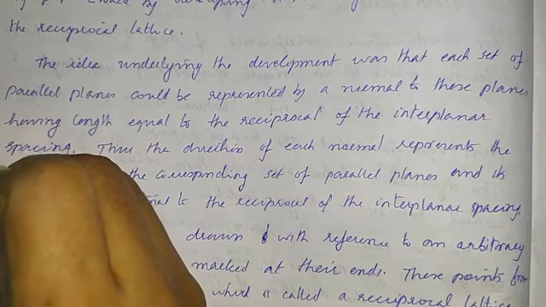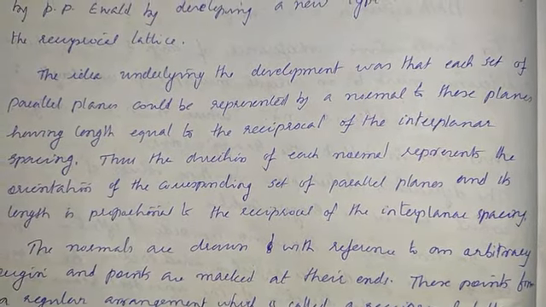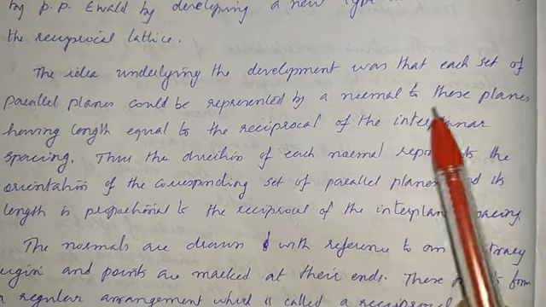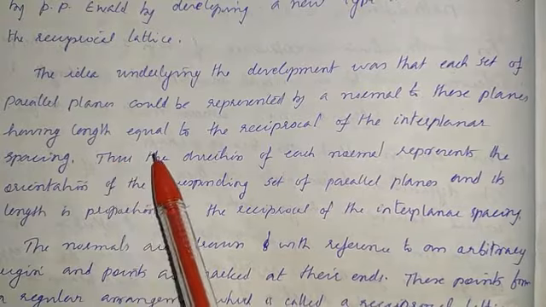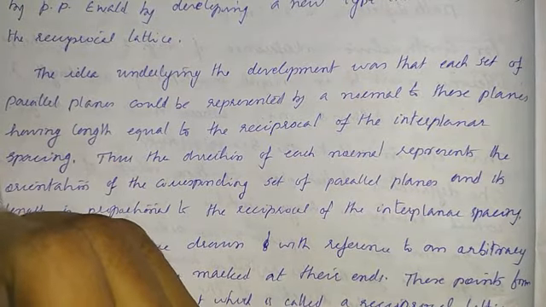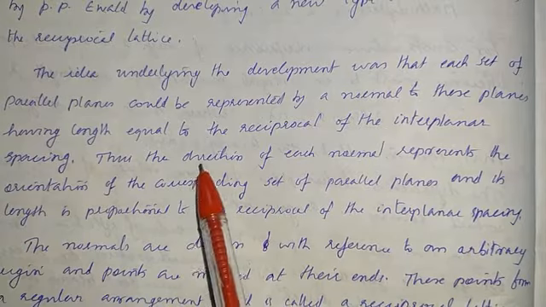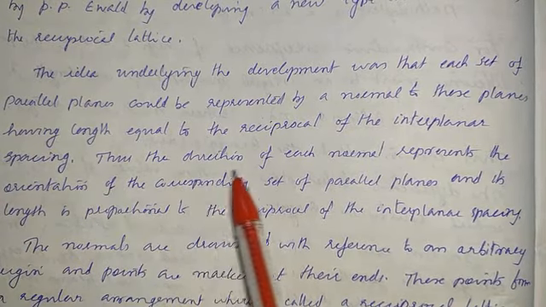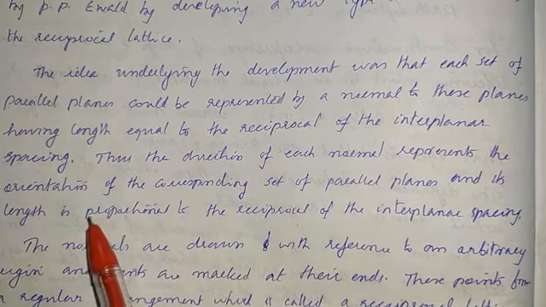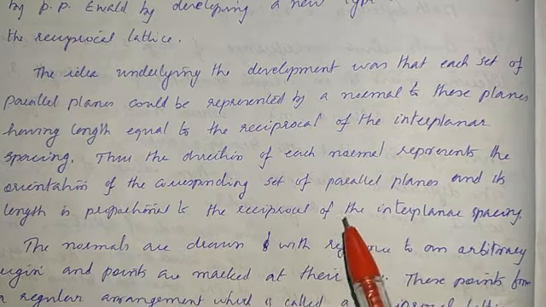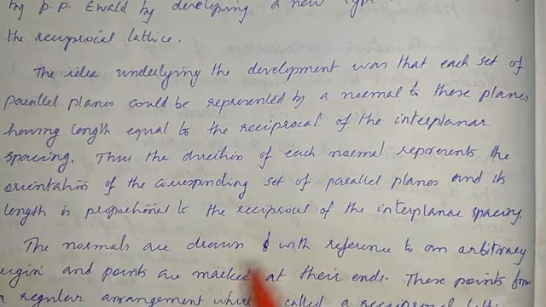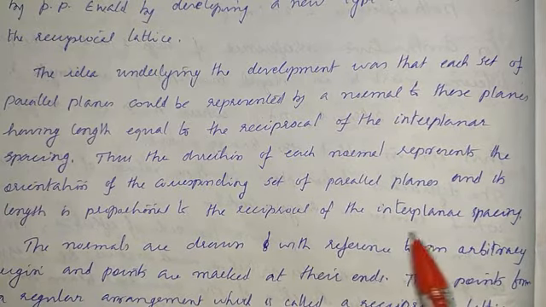The idea underlying the development was that each set of parallel planes could be represented by a normal to these planes, with length equal to the reciprocal of the interplanar spacing. Thus, the direction of each normal represents the corresponding set of parallel planes, and its length is proportional to the reciprocal of the interplanar spacing.